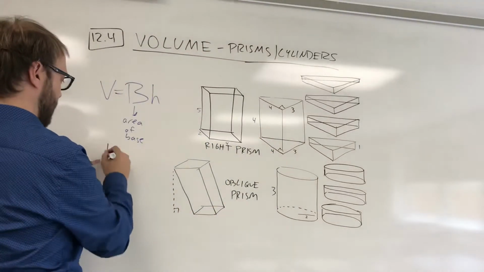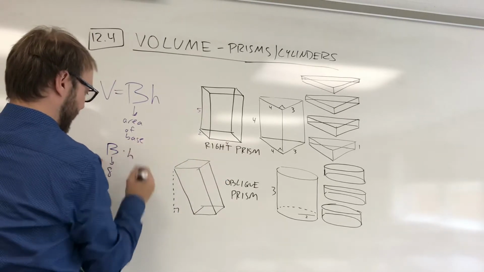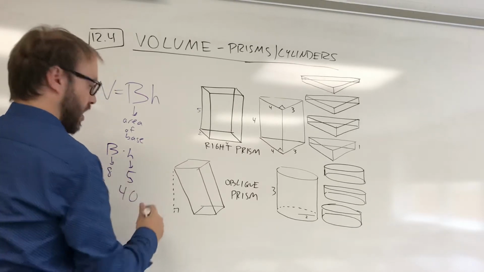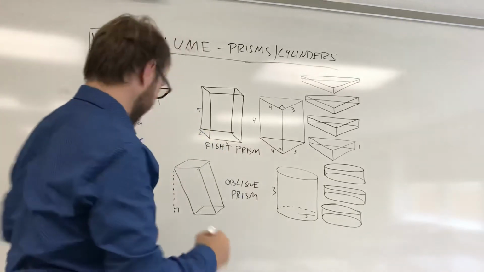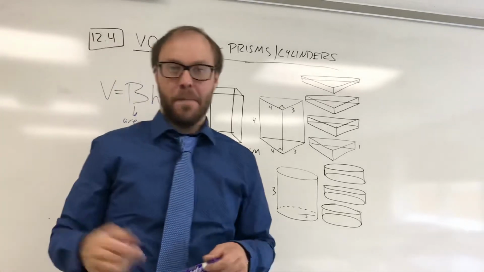So the area of the base is 8, and the height is 5. 8 times 5 is 40. 40 cubes would fit inside this. So we would say that this is 40 cubic units is how you would write that, okay?